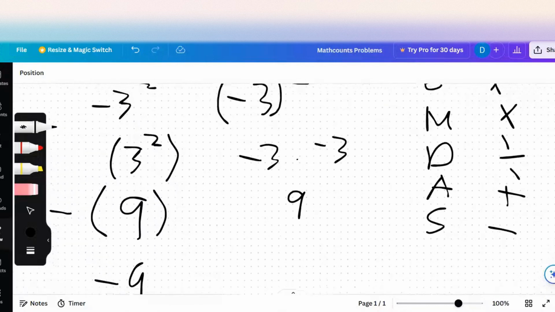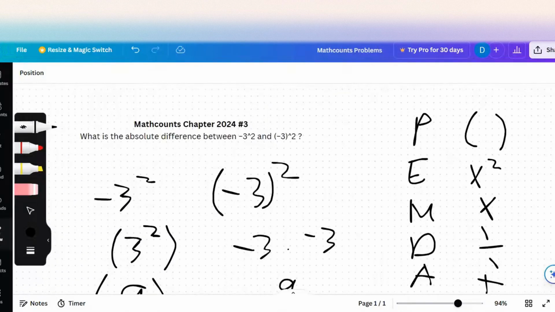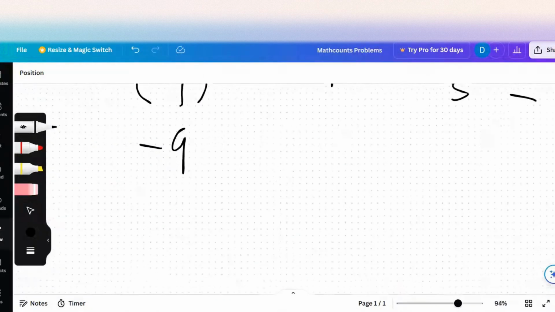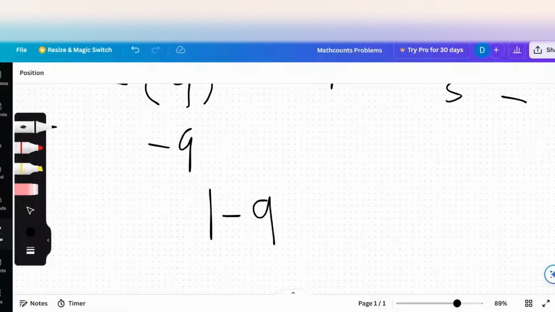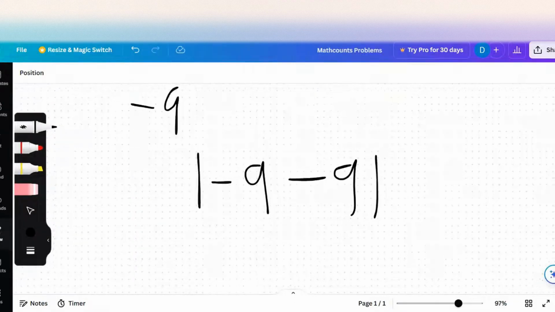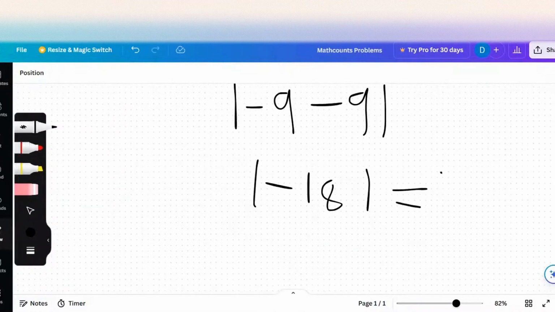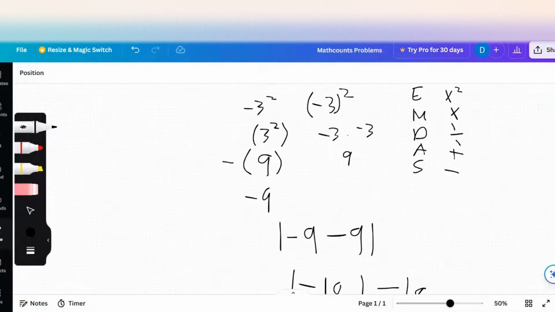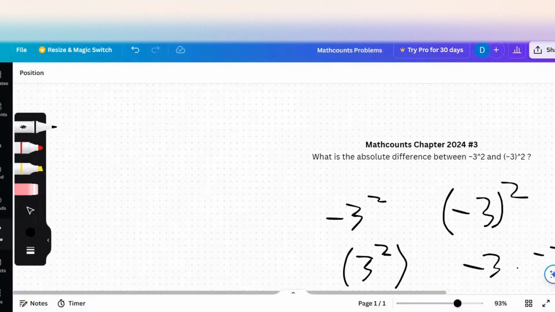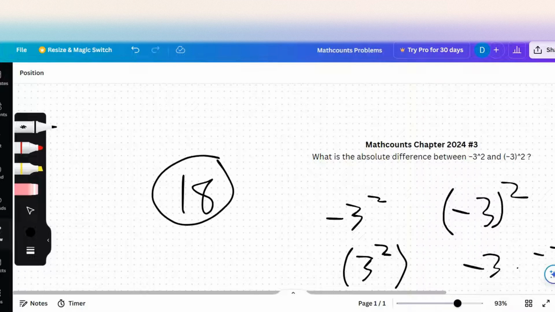So we have -3 and -9 and 9, and the absolute difference is just -9 minus 9, and that's -18. The absolute value of -18 is just 18. So that's pretty simple. The answer is 18. So you would write that on your test. Now we're going to go on to the next problem.